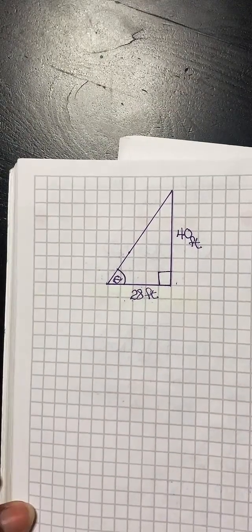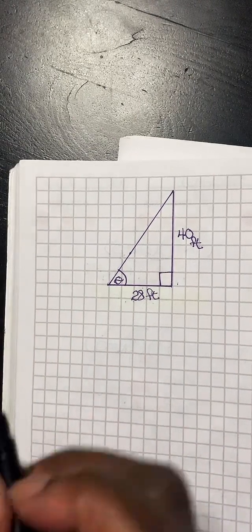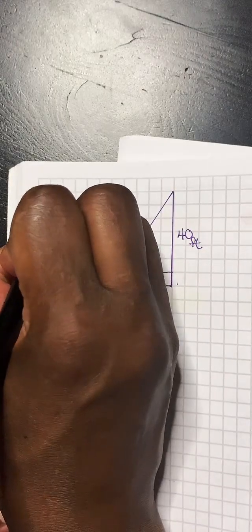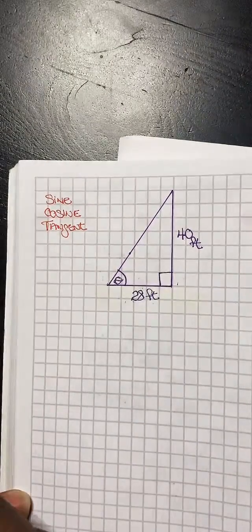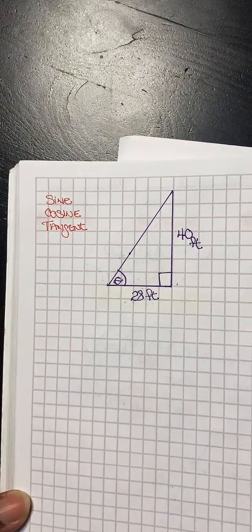So in order for us to do this, we need to figure out which of those signs, and when I say sign, I mean I have my sine, I have my cosine, and I have my tangent. Remember, your sine is your opposite over hypotenuse. Your cosine is adjacent over hypotenuse. And your tangent is opposite over adjacent.